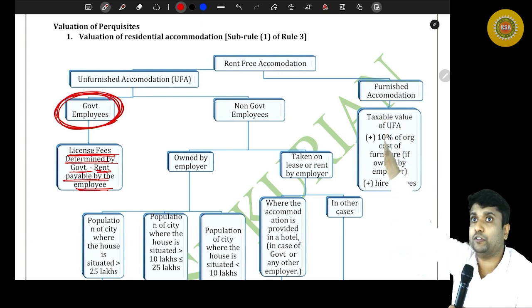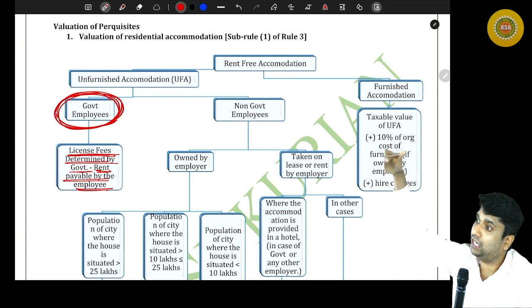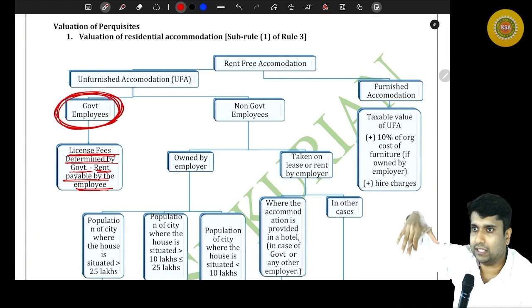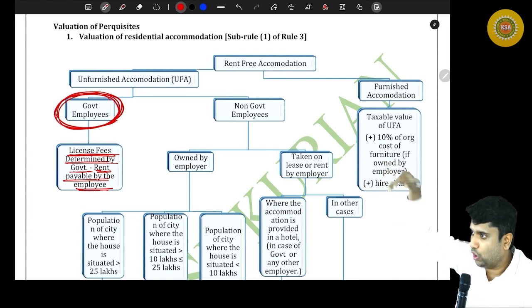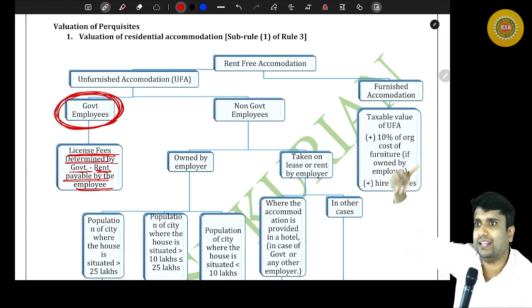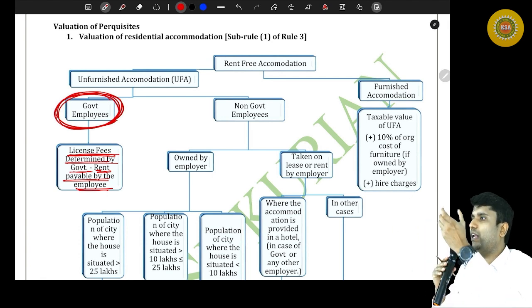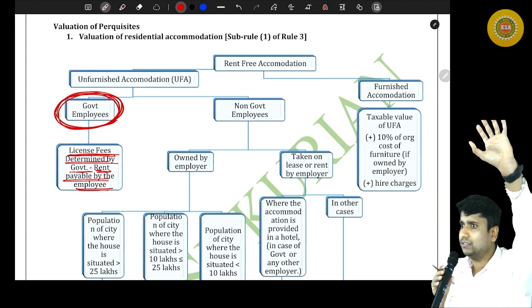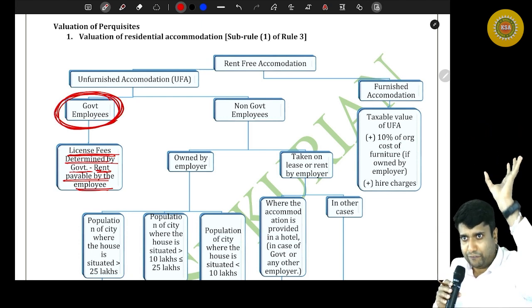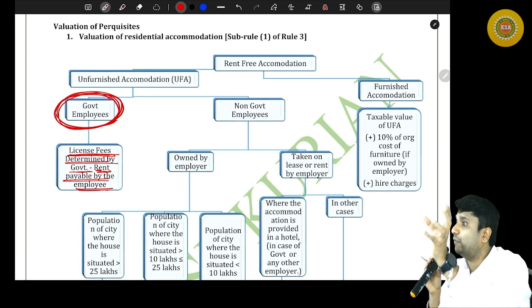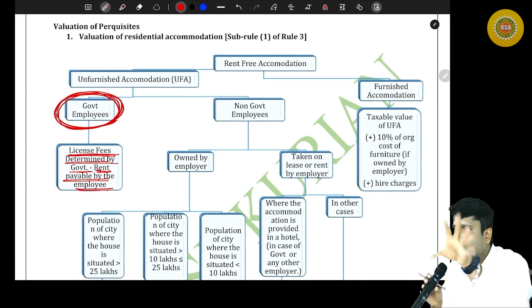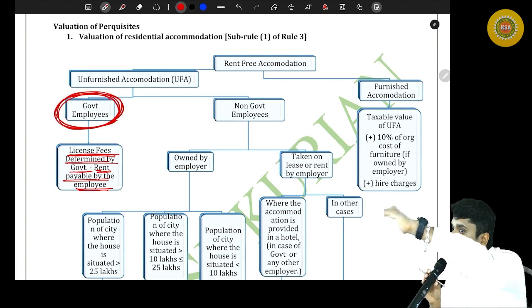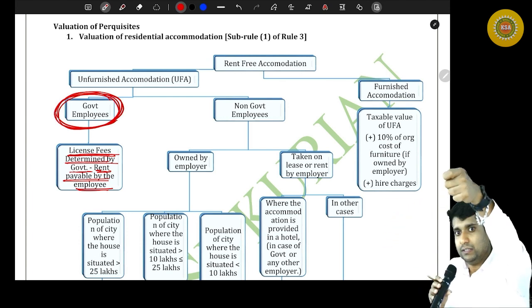Say, for example, in the police, the DGP will get a house which has a higher license fee, just like an annual value. And the SI will get a comparatively lower annual value house. So instead of saying annual value, the government is using the word license fee. Have you seen government quarters? Every quarter will have a license value, just like the annual value of a property. That license value is your taxable perquisite minus the rent payable by the employee. If you are paying some rent, then you can deduct that.